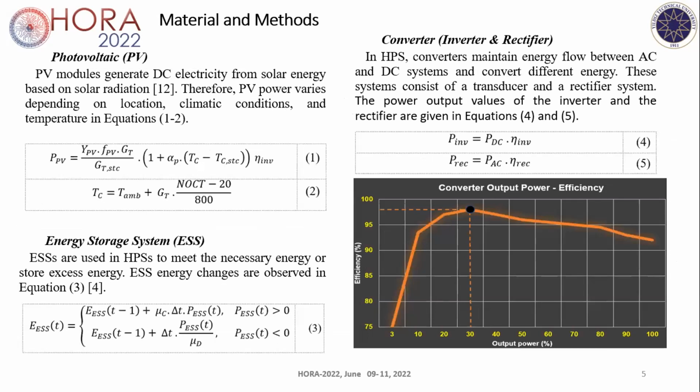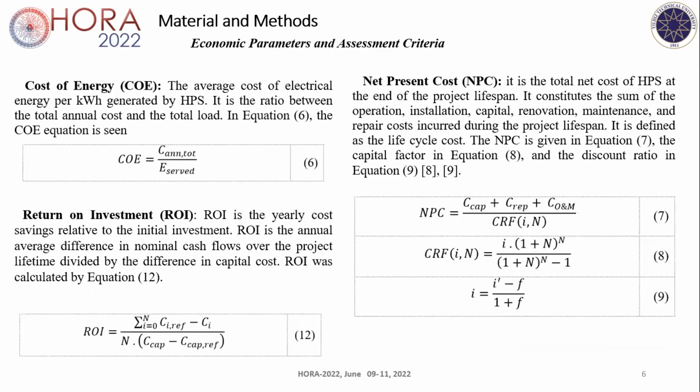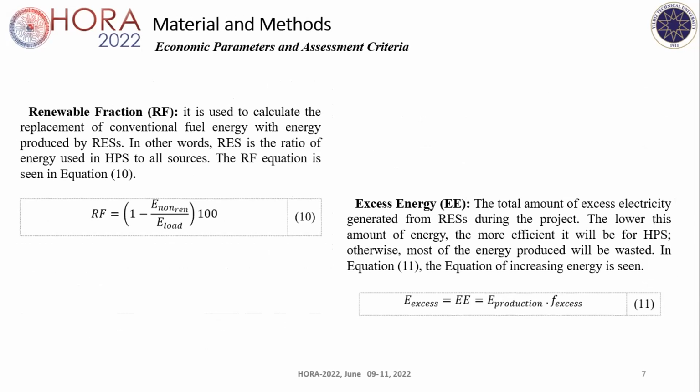And these are the photovoltaic equations, energy storage system and converter equations. And for the assessment criteria, we select the well-known cost of energy, return of investment, and net present cost. And also we consider renewable fraction and excess energy.